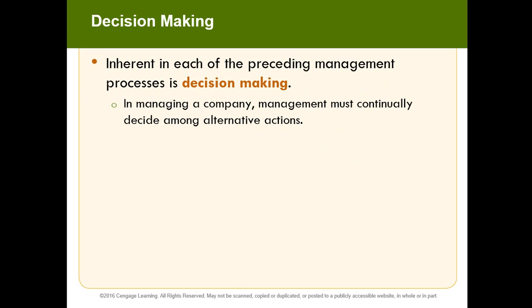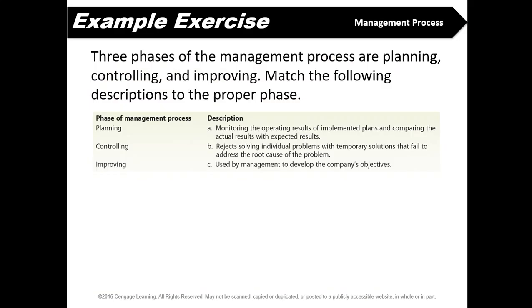Again, this decision-making process and these 5 management functions, they are constantly going on in some form or another on a regular basis. All right, and let's take a minute and see if we can put this together. There are 3 phases of the management process: planning, controlling, improving. That's 3 of the 5. So see if you can match the following descriptions to the proper phrase.